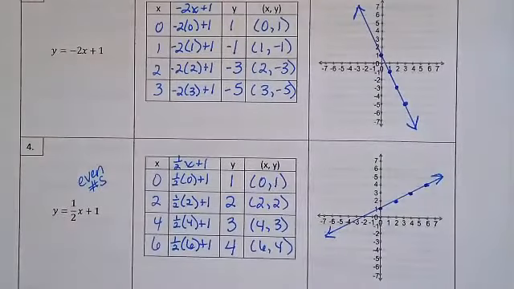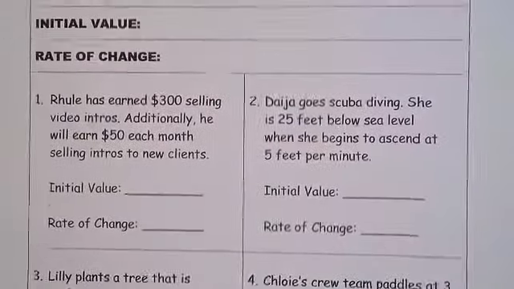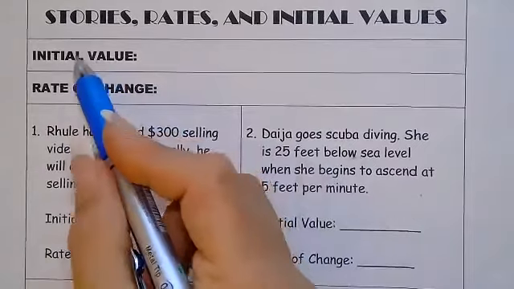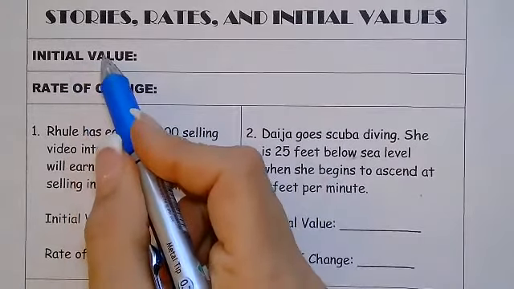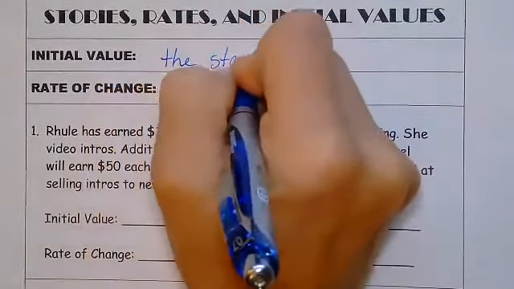Okay, now we're going to move to page 7, and page 7 changes things up just a little bit. So we're going to talk about stories, rates, and initial values. So first of all, an initial value, if you remember back to our vocabulary, is like the starting amount. Initial is the beginning, value is amount. So the starting amount.